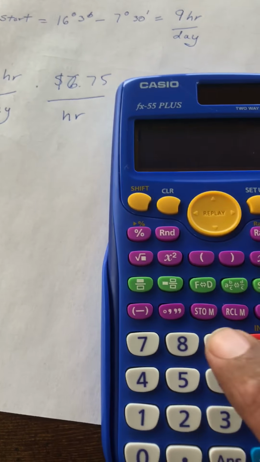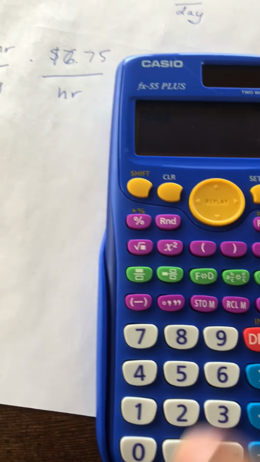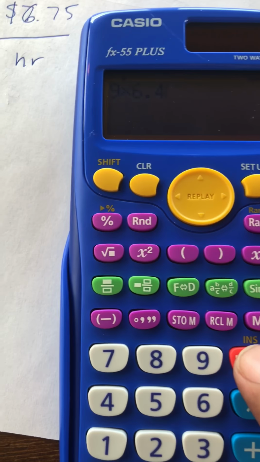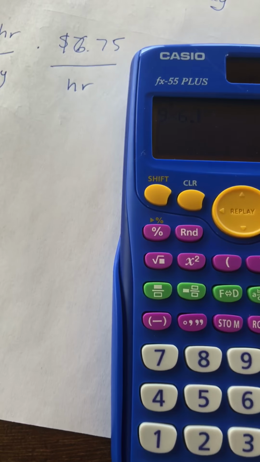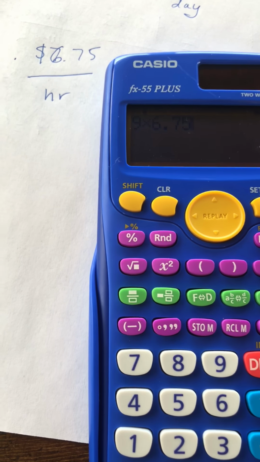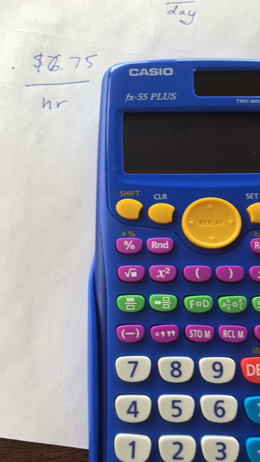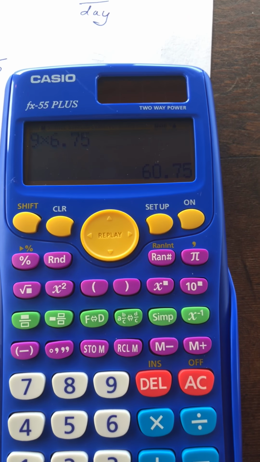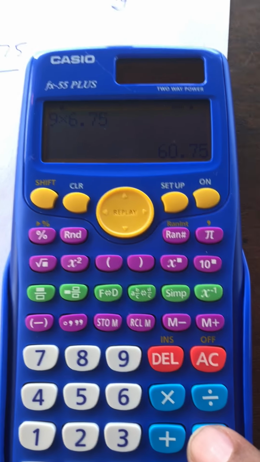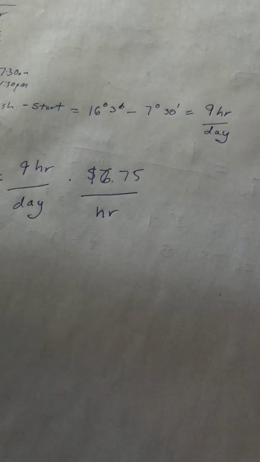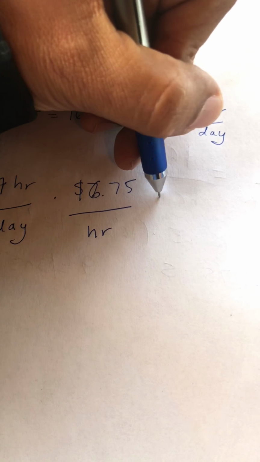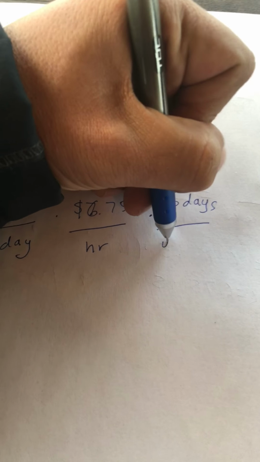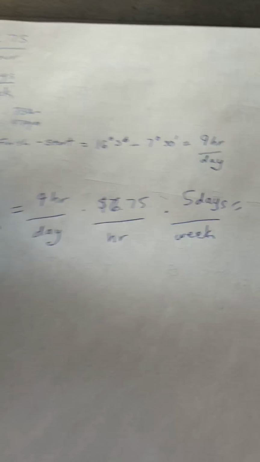Let's try that real quick. Clear. 9 times 6.75. Delete goes back a second. So Matt makes $60.75 per day. And how many days a week does Matt work? Well, he works 5 days per week.